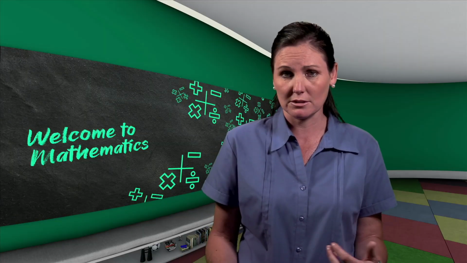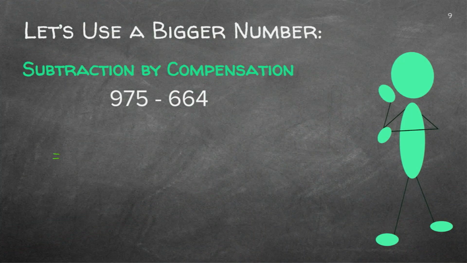Let me show you another example with a bigger number. Let's use numbers in the hundreds. Here I can say minus 4, because 5 minus 4 will still be an easy number to work with. So when I say 975 minus 4, it will be 971 minus 660. And now I can go 1 minus 0. It's going to give me 1. 7 minus 6 is 1. And 9 minus 6 is 3. And that's how quick and easy this calculation is.